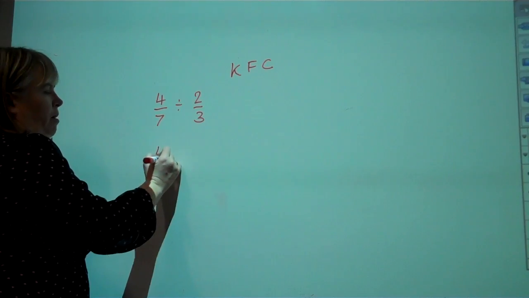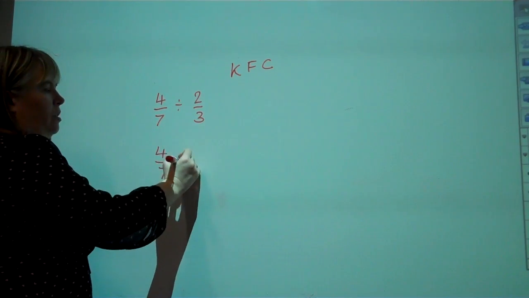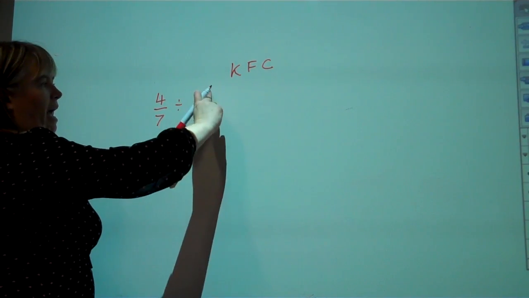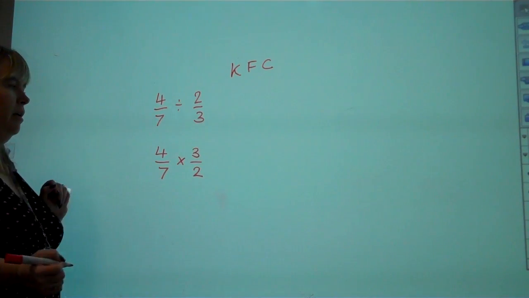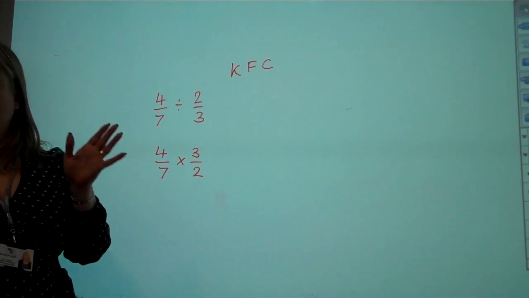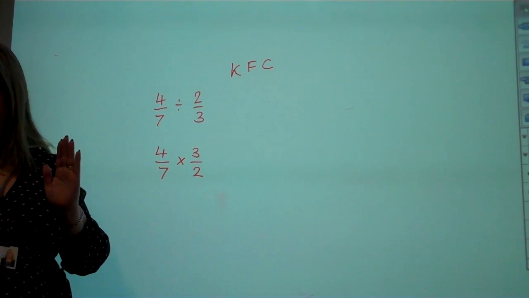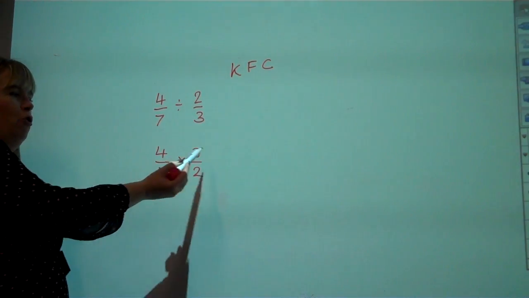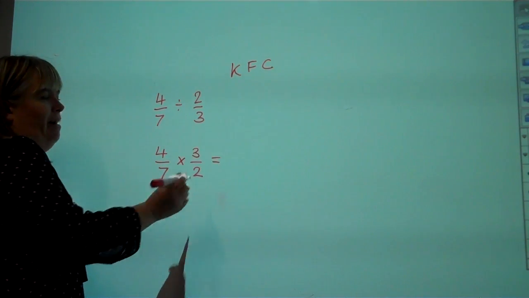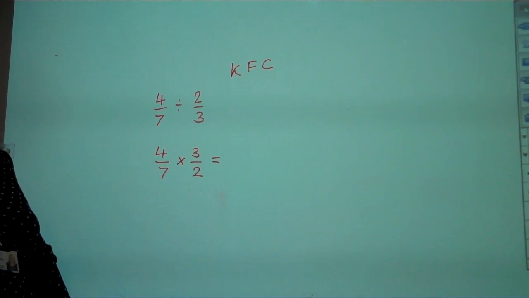So keep the first one, 4/7. Change the sign to multiply and invert the fraction. Basically, this is a method. You will honestly confuse yourself and possibly other people. So, before I do the multiplying, is there anything I can cancel on the top with anything on the bottom?